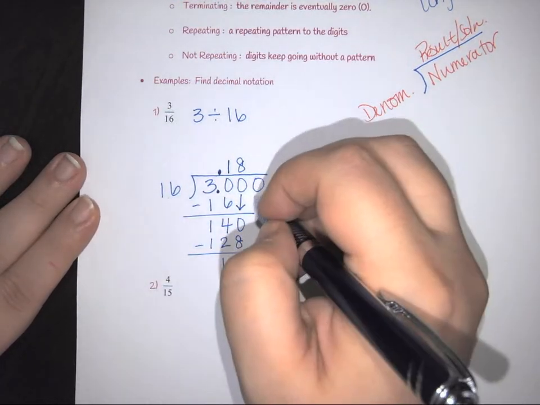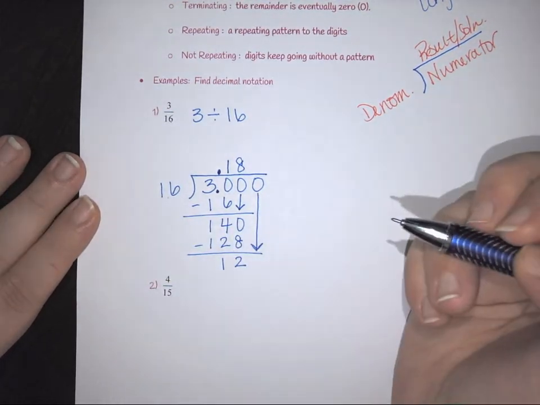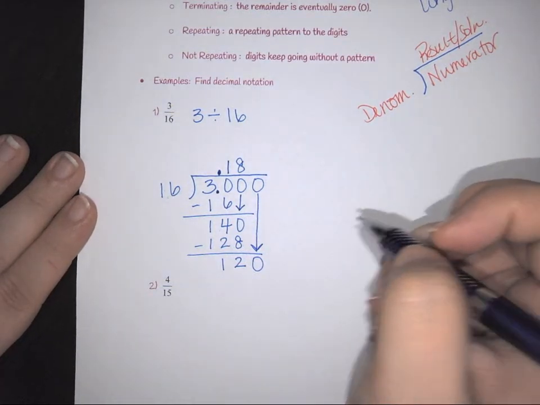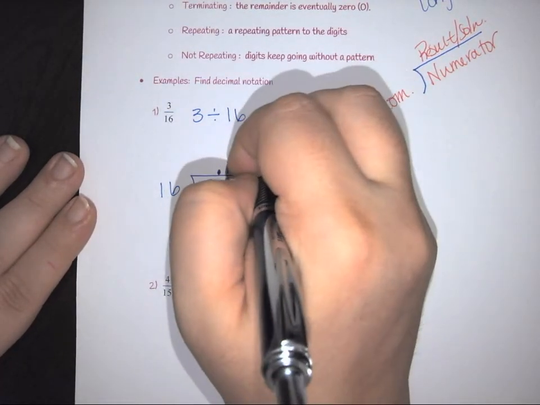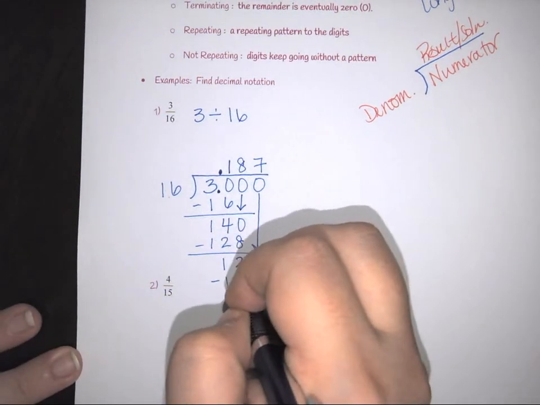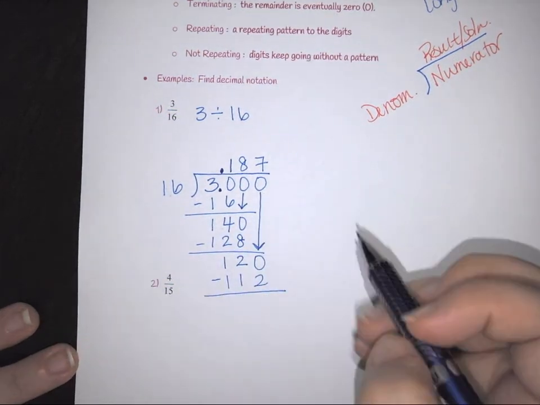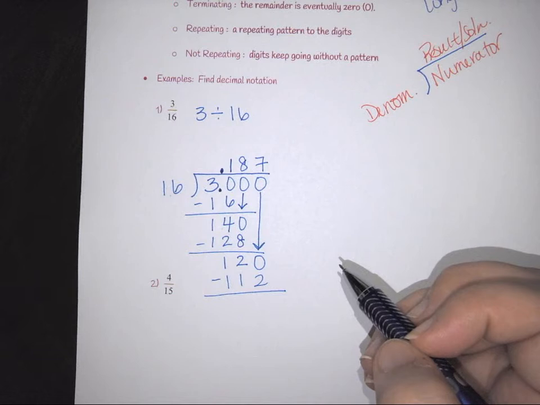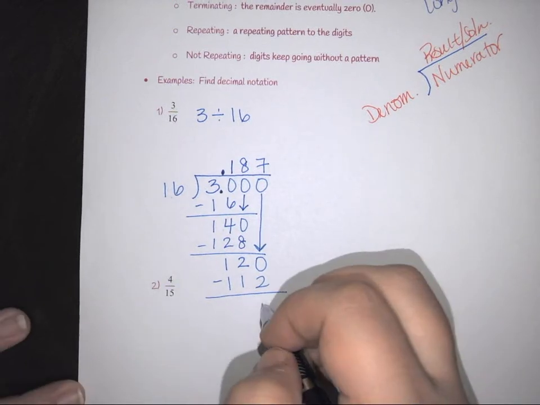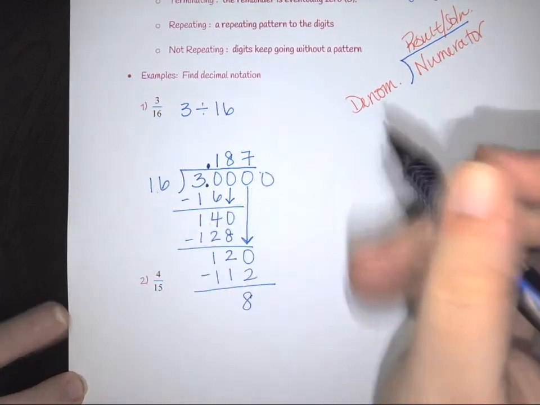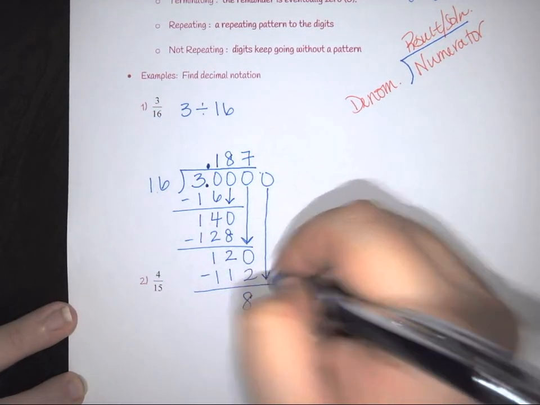Sixteen doesn't go into 12, so again you would carry the 0 all the way down. So this becomes 120. So 16 can go into 120 7 times. 16 times 7 is 112. We would subtract, and this should give you 8 left. And again, we could go further if you wanted, so add another 0, carry it down.